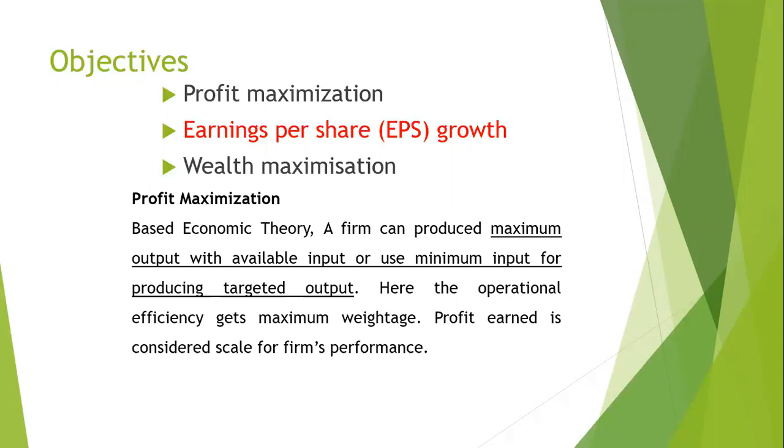To understand, we can divide these objectives into two categories: modern objectives and traditional objectives. Profit maximization and EPS are traditional objectives, while wealth maximization is the modern objective of the business. Then we will discuss each objective of the organization. The first objective is profit maximization, also called a traditional objective.